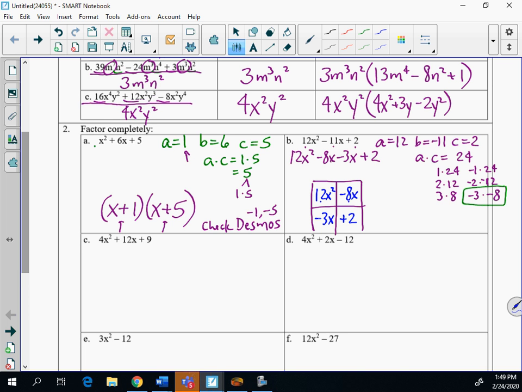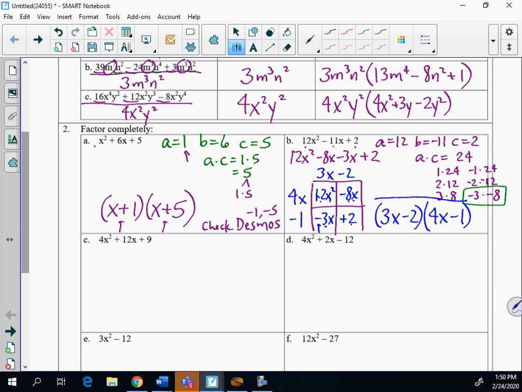So 12 and 8, it will be 4, and with the x's, it will be x. Now these have nothing in common, and this is negative in the front, so we will say -1. Looking at these two, +3, because this is positive, and x, and these both will have a negative 2. So our factored form is 3x minus 2 times 4x minus 1.